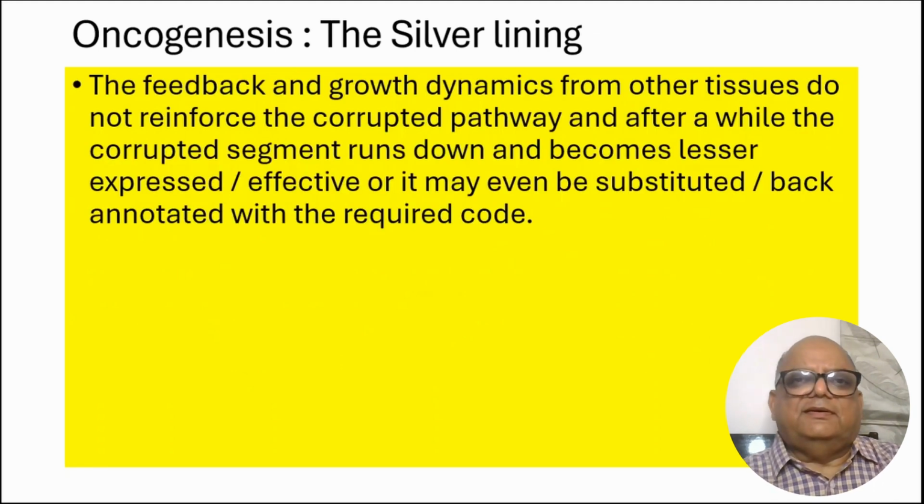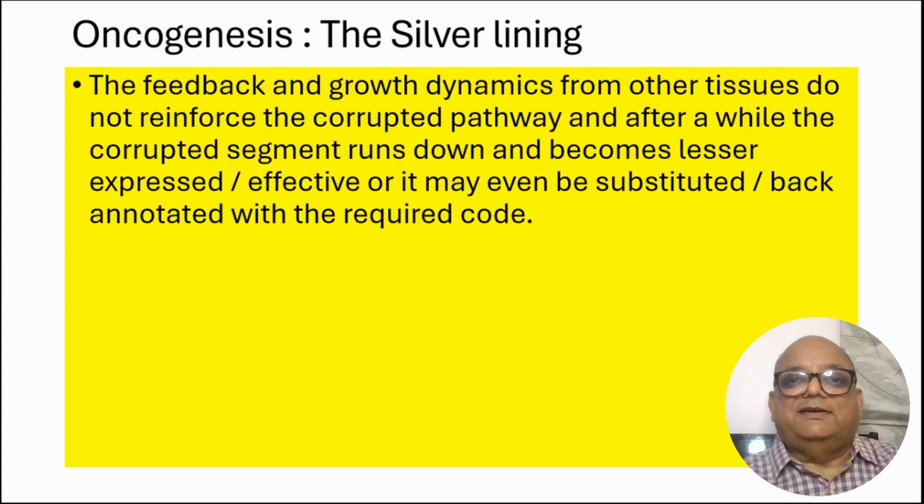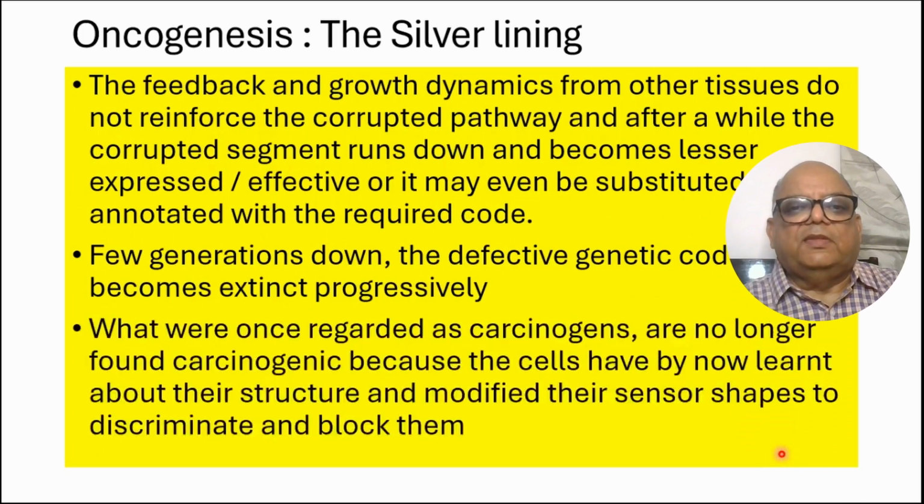Some other points which are affecting oncogenesis adversely, of course, is that feedback and growth dynamics from other tissues will not reinforce the corrupted pathways. So after a while, the corrupted segment will run down and become lesser expressed and lesser effective, and it may even eventually get substituted or back annotated with the required code. There are some chances that logic may correct itself, because it is not supported. And a few generations down, the defective genetic code might even become extinct progressively.